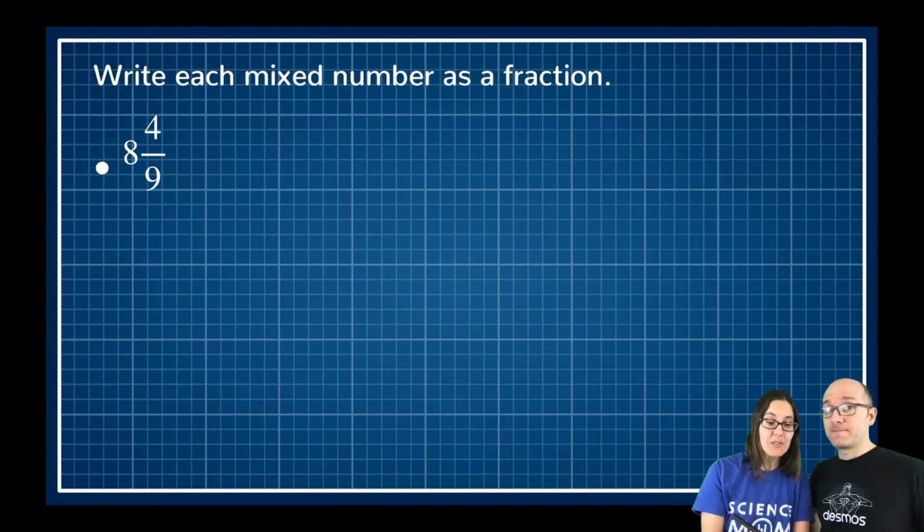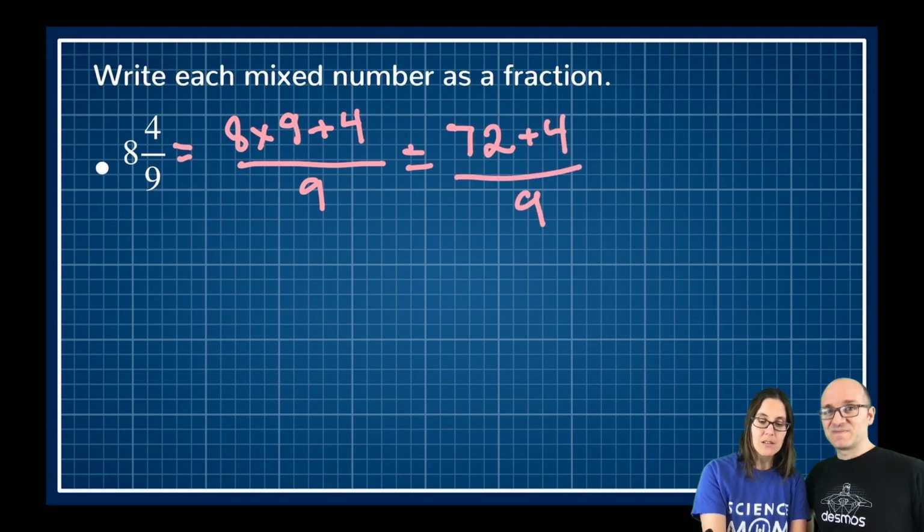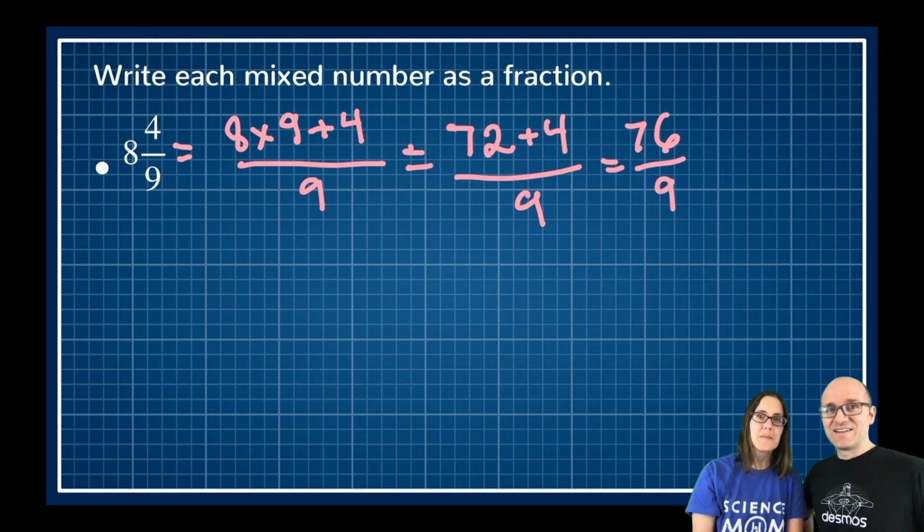Don't forget to pause the video and try it yourself before you see us do the solution. So 8 times 9 plus 4 all divided by 9 is another way that I can write this. Okay. 8 times 9 is 72 plus 4 is 76. All right, 76/9. That is correct.